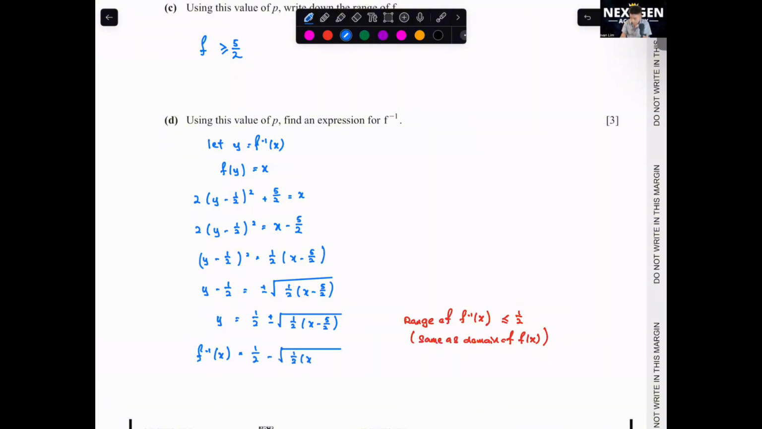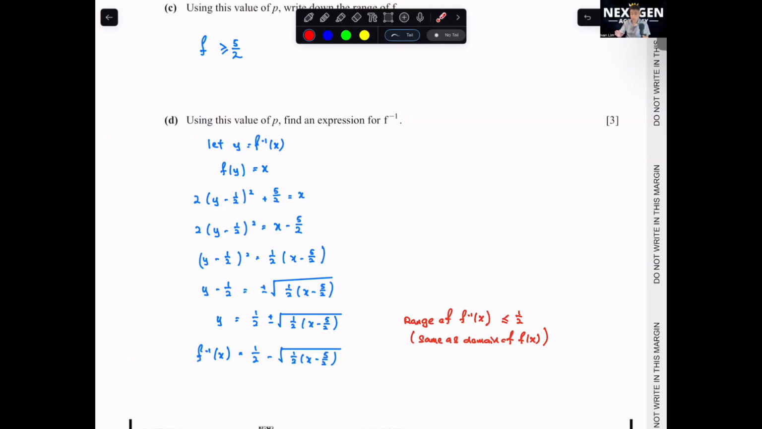Because if we put plus, the value will be more than 1 over 2. Over here, our range is supposed to be less than or equals to 1 over 2. So we will only accept the negative one, since half minus something will be something smaller than half. If half plus something, it will be something more than half. So we have to reject the positive one.